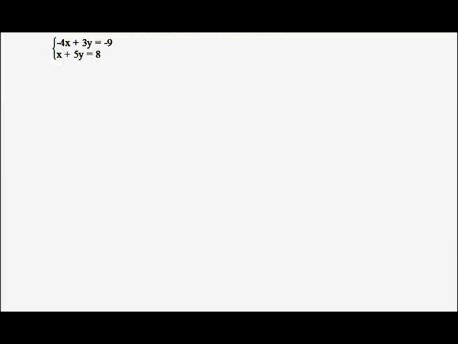Our next system, we have the equations negative 4x plus 3y equals negative 9 and x plus 5y equals 8. And our step 1 says to solve one of the equations for one of its variables. Well, in the first example that we did together, the step 1 was done for us.